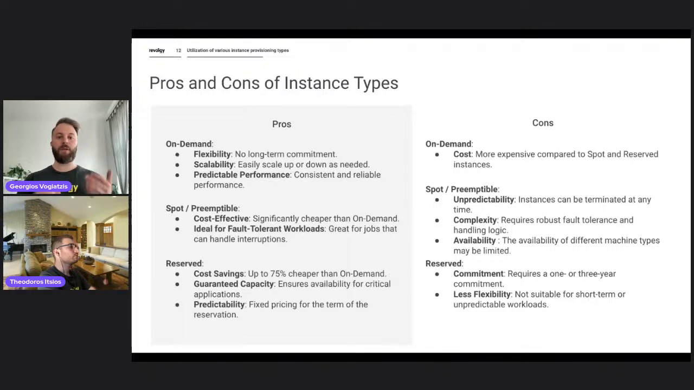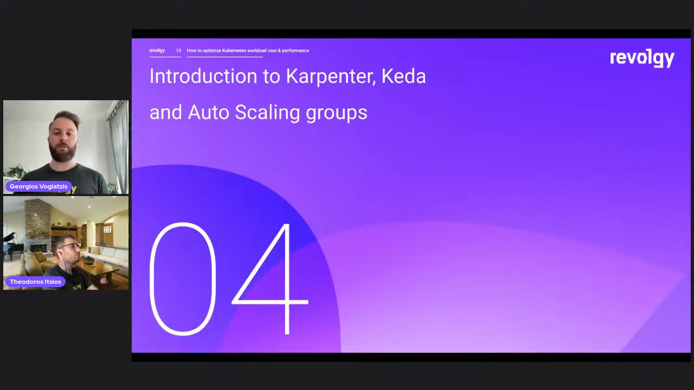The next step is to ensure that the Kubernetes environment can effectively scale these instances to meet the demand. This is where tools like KEDA, Karpenter, and Autoscaling Groups come into play. To elaborate more on those tools, I will hand it over to Theo. Theo, can you tell us more about those tools?